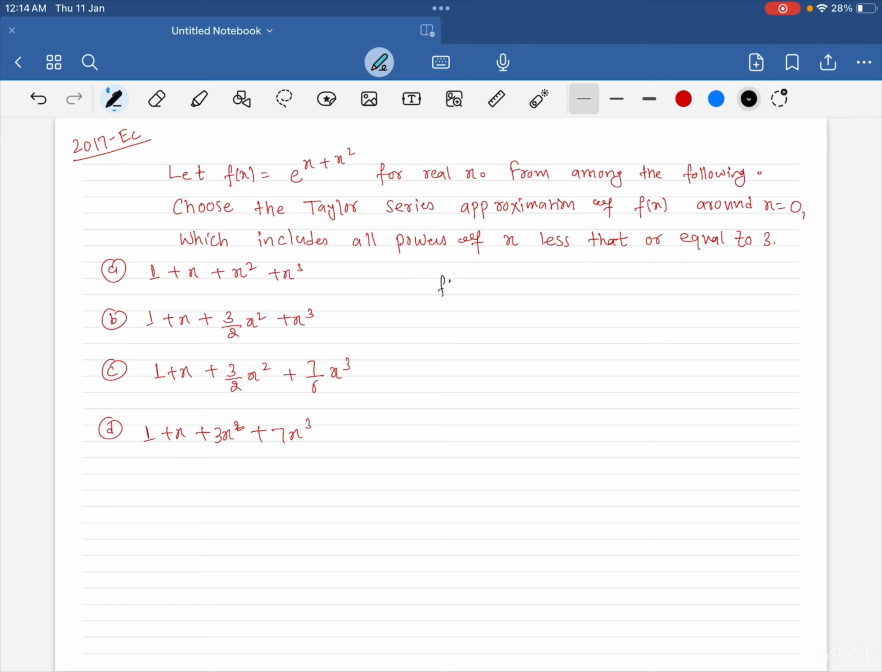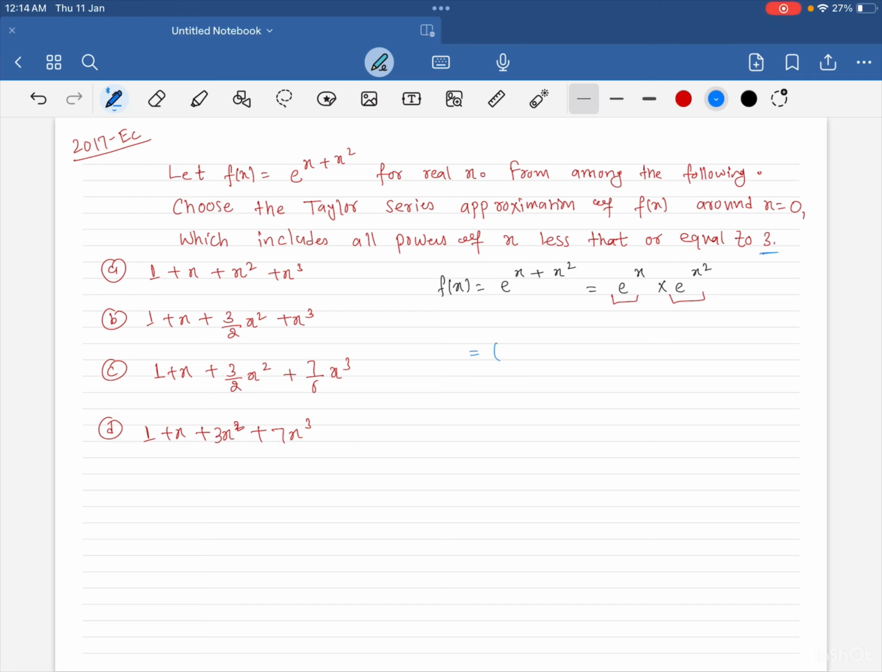So this f(x) is equal to e to the power x plus x square, right? We can write it as e to the power x into e to the power x square. Why? Because we know the power expansion of e to the power x, and we also know the power expansion of e to the power x square, right? So we can write this, and we have to write it up to the power of cube.